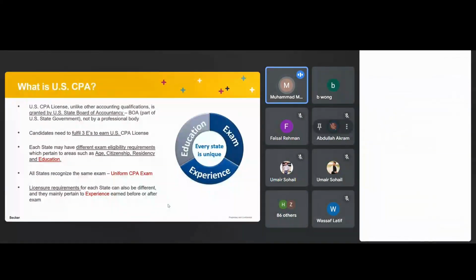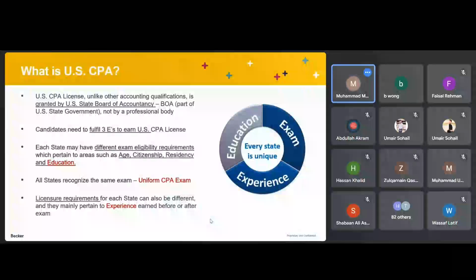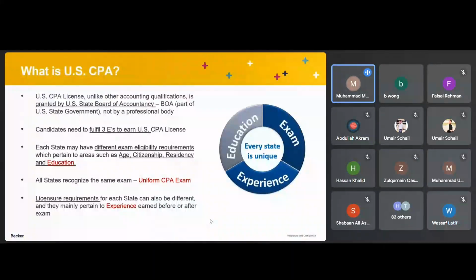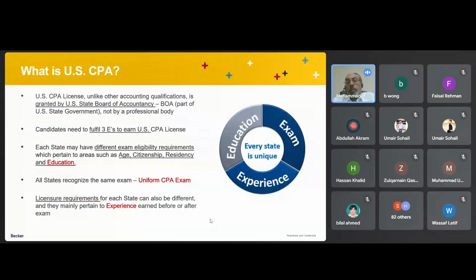As far as education is concerned, the requirements differ between state boards. Some look at the education in quite some detail. Some also have other conditions like age, citizenship, residency, social security numbers, and individual taxpayer identification numbers. Certain states do not have such a requirement. We'll be looking at that in detail as well.